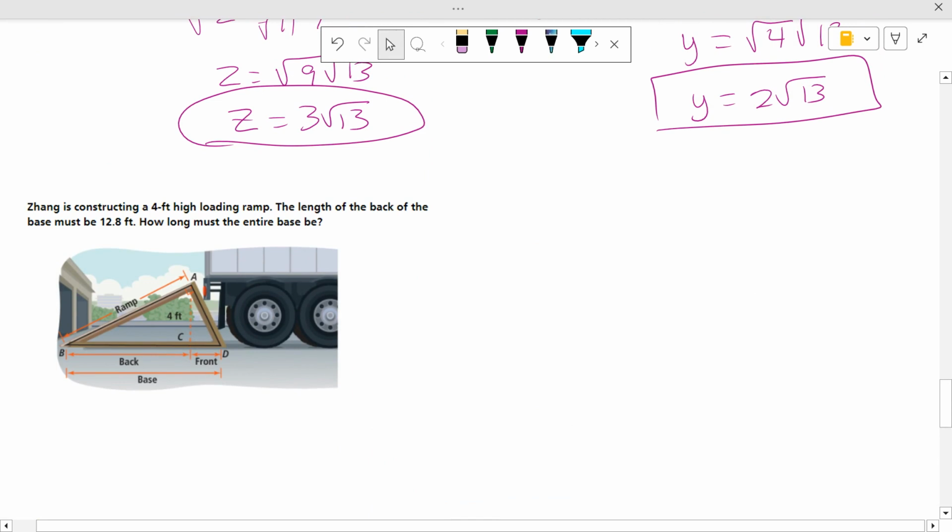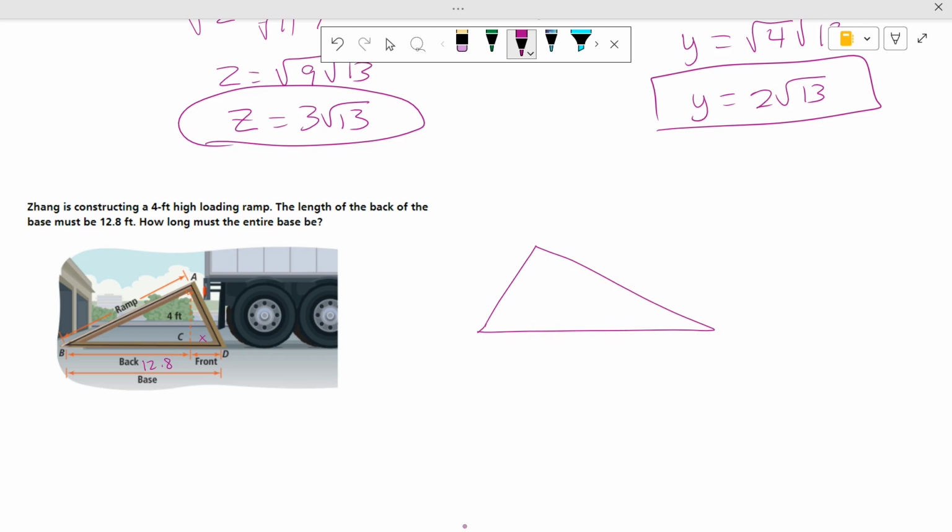We'll just do this one, and we'll call it good. Zhang is constructing a 4-foot-high ramp where the length of the back of the base must be 12.8. How long must the entire base be? Well, you just put an X there, right? So if you know that this is X, this is 12.8, and this is 4, this is our cheat, right? This over this equals this over this. Because when we're dealing with an altitude, we can just do it that way.